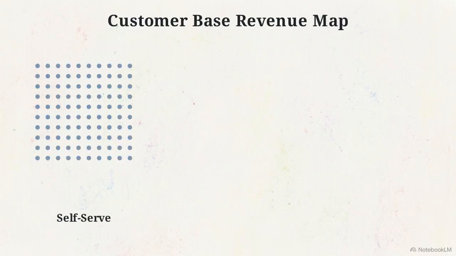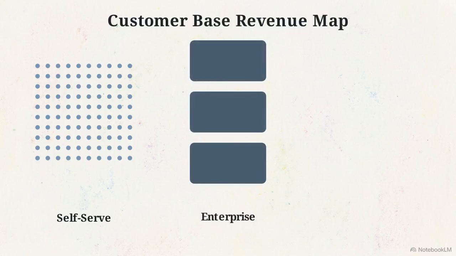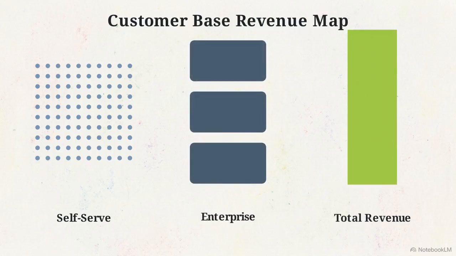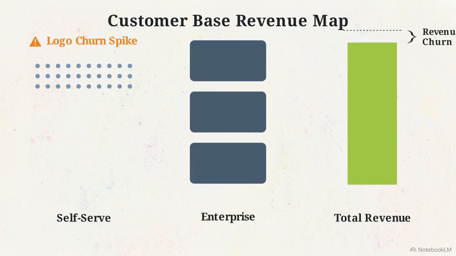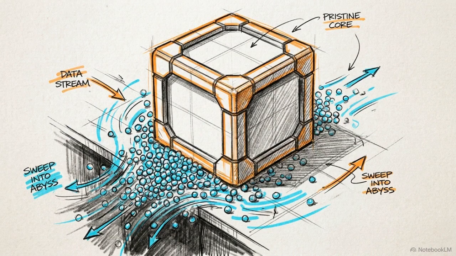This dashboard maps the customer base. Hundreds of small dots represent self-serve accounts, 3 massive blocks for enterprise, plus a total revenue bar. When self-serve cancellations hit, small dots disappear. Logo churn spikes, but the revenue bar barely shrinks. This is revenue churn. A software business can mathematically survive high logo churn, provided its revenue churn is tightly insulated by stable, high-value enterprise accounts.